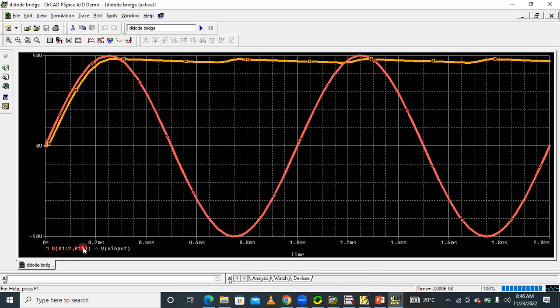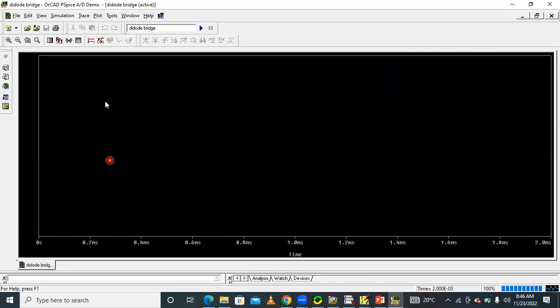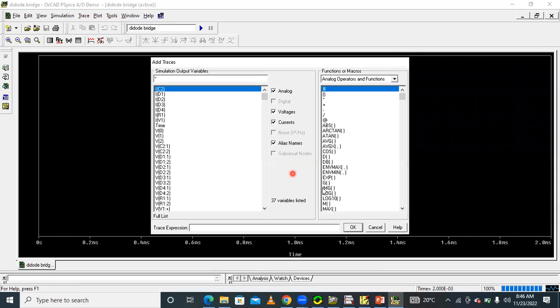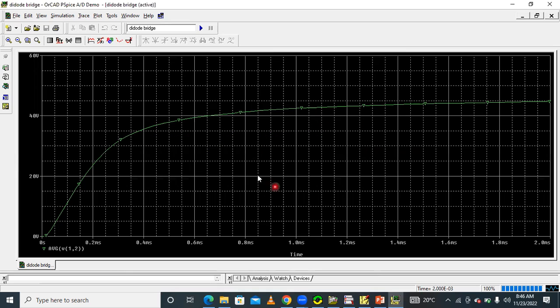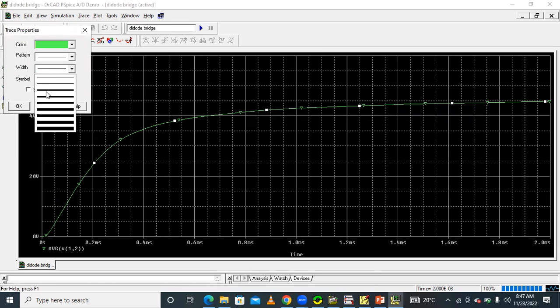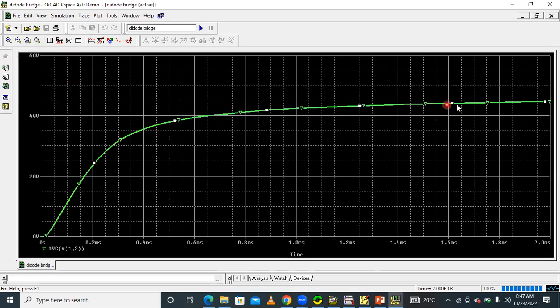Now we check the average value while increasing the capacitor. Go to Trace, Add Trace, and write the expression average of V(1,2), since the load is connected between 1 and 2. This is the initial part, but finally there are no ripples. Go to properties and change the width. Without ripples, we are getting a DC output voltage, the average output voltage across the capacitor.